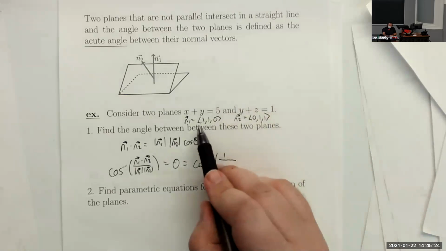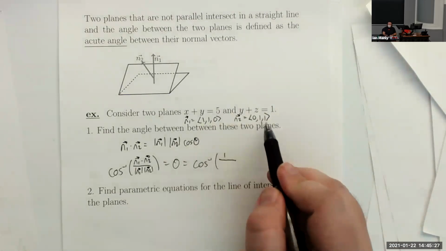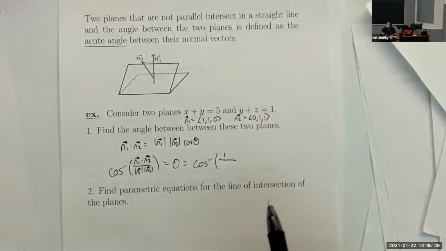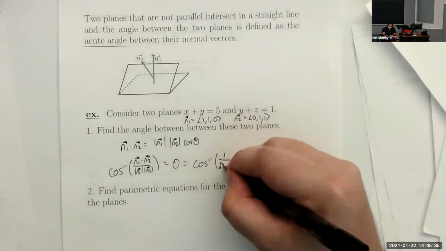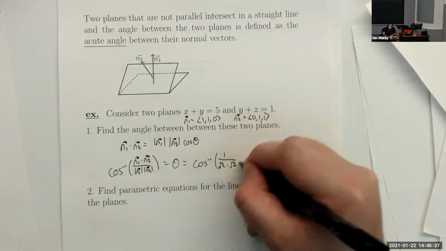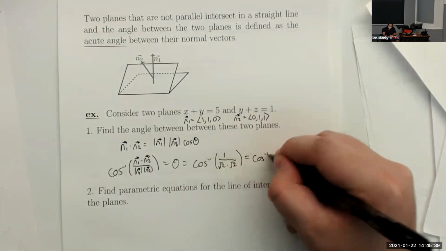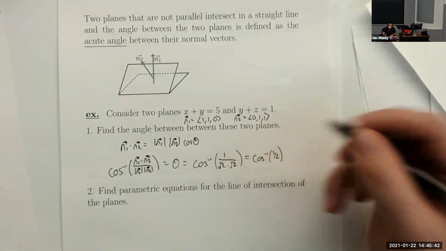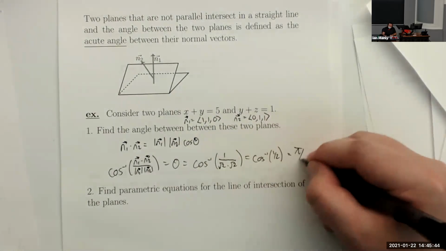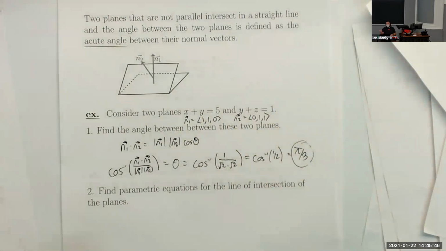Let's see, the magnitude of n1 and n2 is actually the same number. What is the magnitude of both n1 and n2? Root 2, that's right. So we have root 2 for this, root 2 for this. This is cosine inverse of 1/2, and that's going to give us pi over 3, or 60 degrees if you like. This will be the angle between the two of them here.